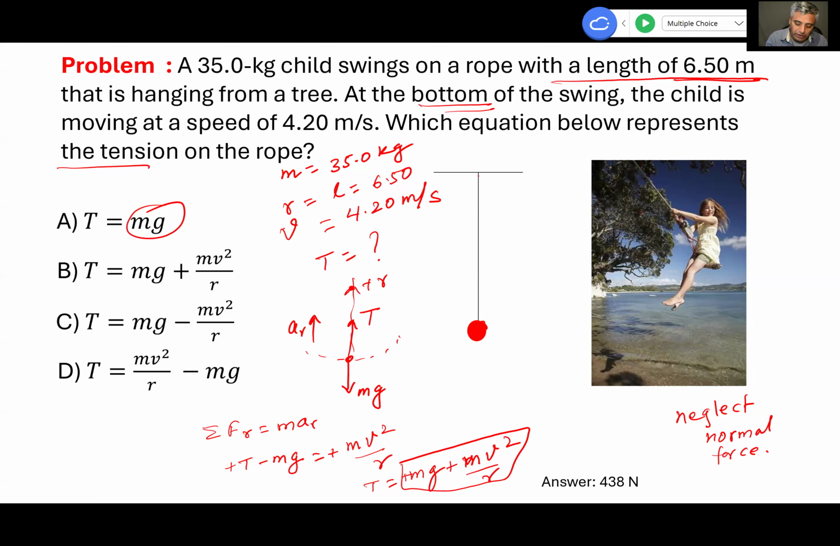So now if you plug in the numbers that you know, then you'll get tension something like this. Looks like this is a 3 sig fig problem. It's rounded to 3 sig fig.